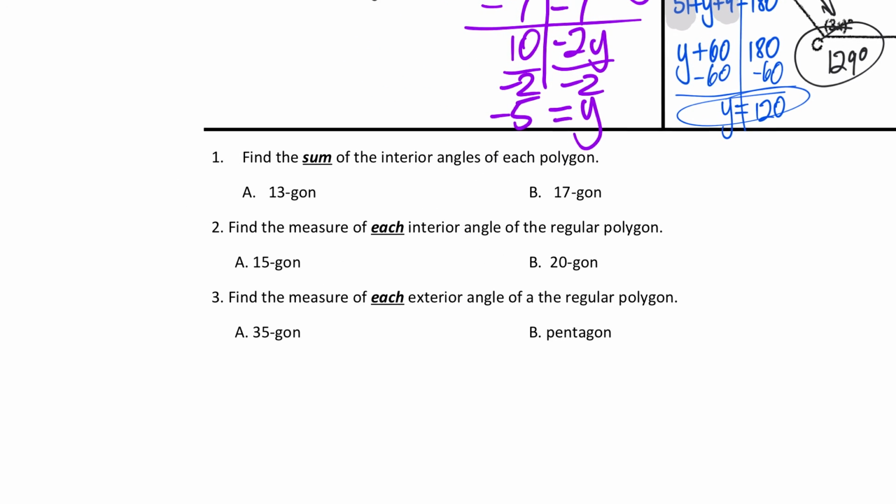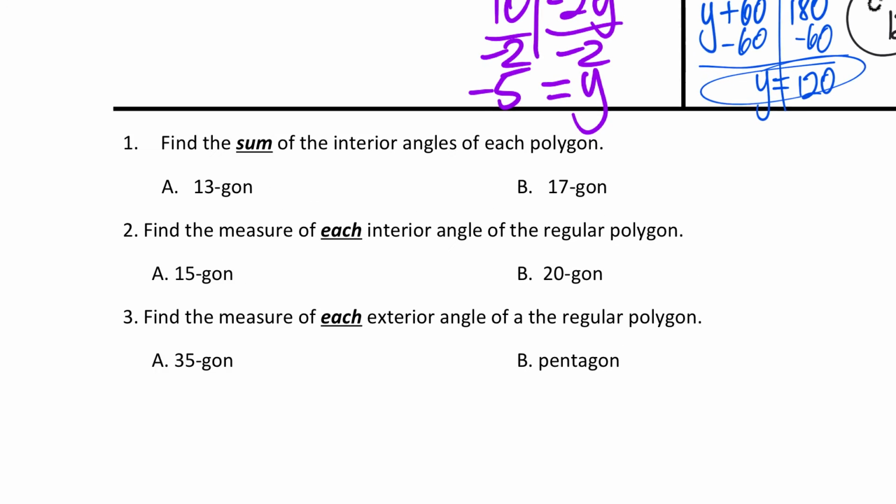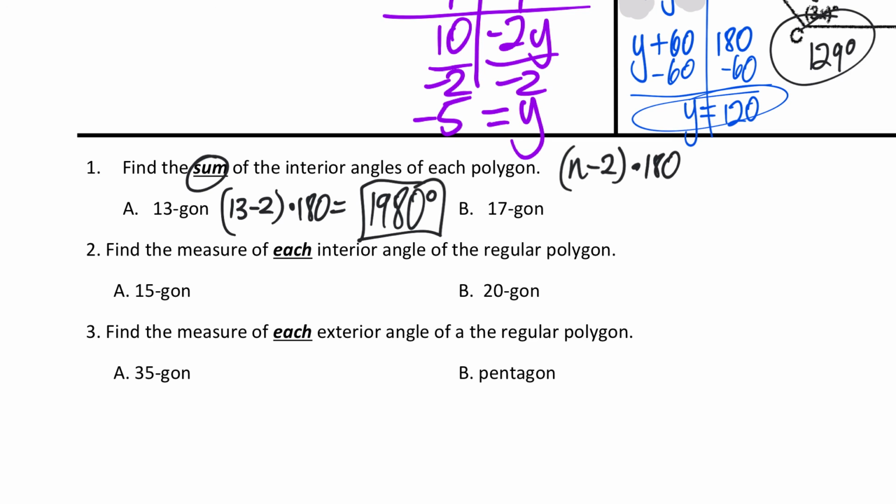Okay, then this last little part is stuff that we did week before. Again, we're just kind of reviewing stuff we did. So just to remind you, to find the sum, do you remember the formula we used to find the sum? N minus 2 times 180. N minus 2 times 180. So on a 13-gon, if we do 13 minus 2 times 180, what does that give you? 1,980 degrees.